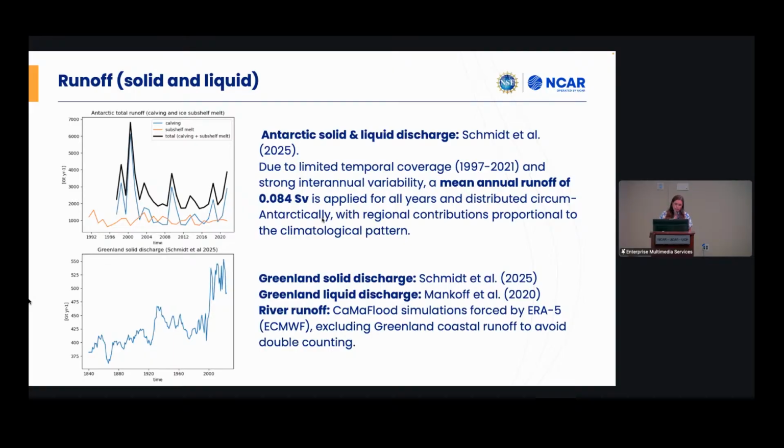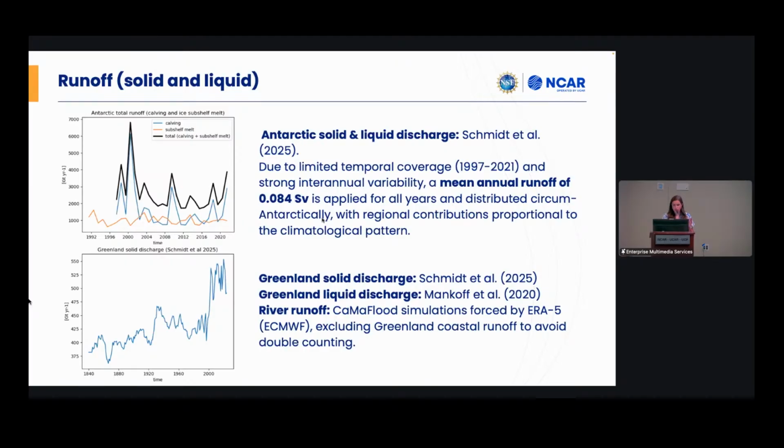So to create the dataset of the solid and liquid runoff, for the Antarctic solid and liquid discharge, we use the Schmidt et al. dataset. Because it has a limited temporal coverage and a strong interannual variability, as you can see on the upper plot here, we calculated the mean annual runoff and applied it for all years and distributed it circum-Antarctically, with regional contributions that are proportional to the climatological pattern.